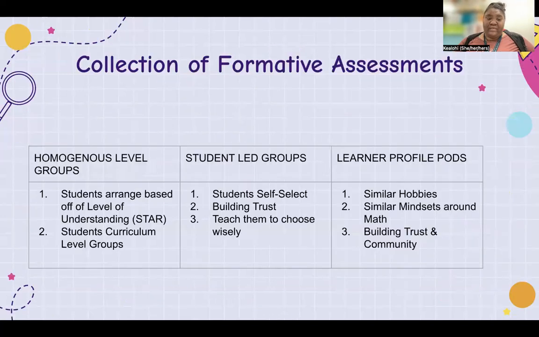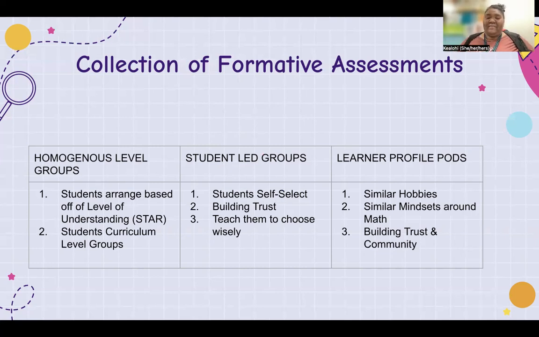For flexible grouping, I would have 3 levels. It would be the homogeneous level of groups, where students are arranged based off level of understanding according to their STAR or according to their level group in the student's curriculum. So if I'm seeing that I have kids who are struggling in my math class, I will put them together as a group. Then the stronger ones are in another group, and then I have the ones kind of in the middle. Or it's based on their STAR if it's during their math intervention time.